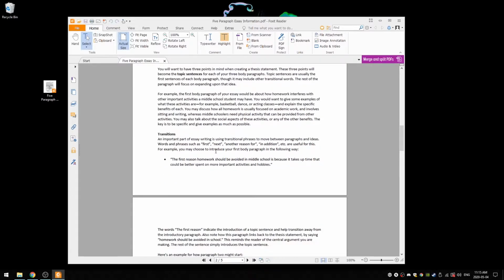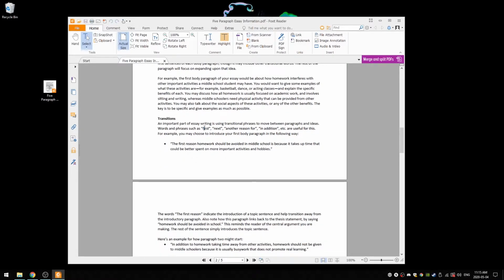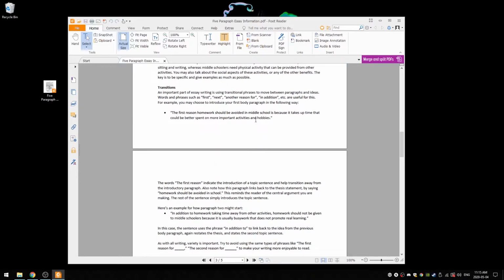So some transitional words that you can use are things like first, another reason for this, in addition to this. This type of language helps your writing move along.